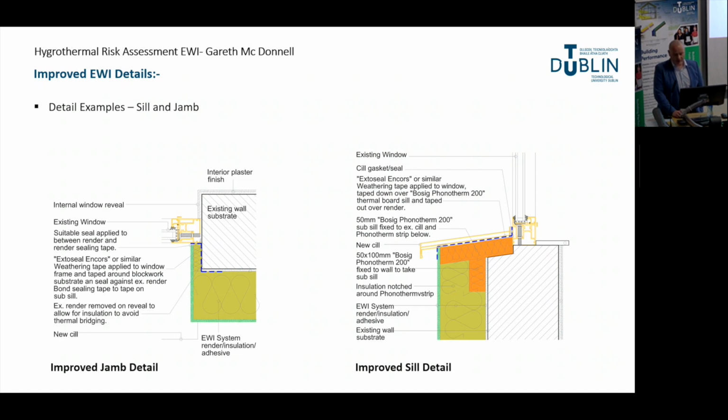At the sill, a more robust high-density insulation product could be installed as a sub-sill to support the outer edge of the sill, and a weatherproof tape membrane could be sealed to the window frame and dressed down over the sub-sill to prevent moisture entering the construction below.